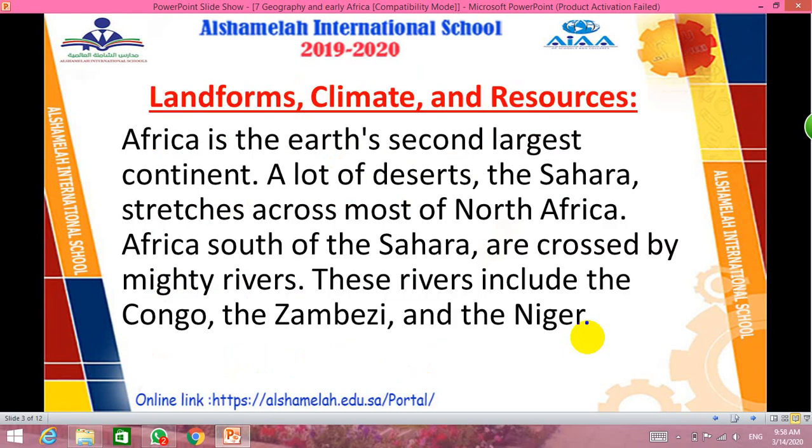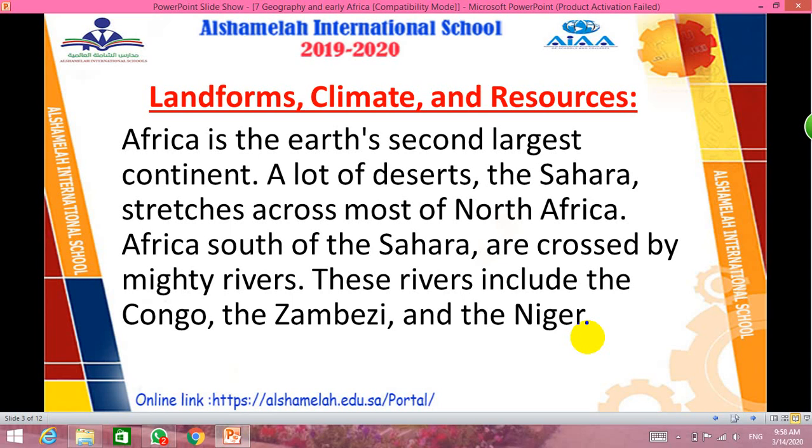So here we have the first objective of the lesson, that is landforms, climate and resources. Landforms. Landform means which kind of land Africa had at that time. Climate. Which kind of climate, which kind of weather Africa had at that time. And resources. Which kind of resources Africa had. So all the points are coming one by one with details.